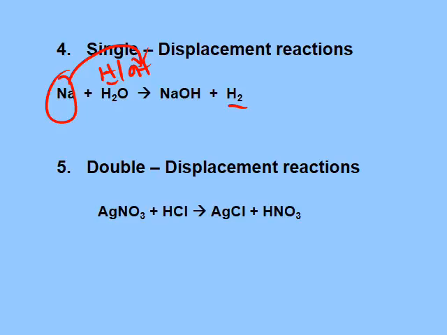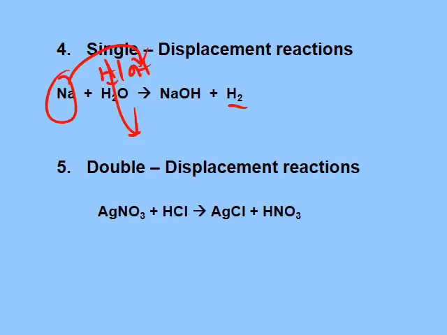So this is how you can predict the product of a single displacement reaction. But keep something in mind, in order for this reaction to happen, sodium has to be more active than hydrogen. Otherwise, it cannot take the place of hydrogen. It's basically what sodium is doing. It replaced hydrogen. It pushed out hydrogen and then took the place of hydrogen. And that can only happen when a particular element is more active. So in this case, sodium is more active than hydrogen.